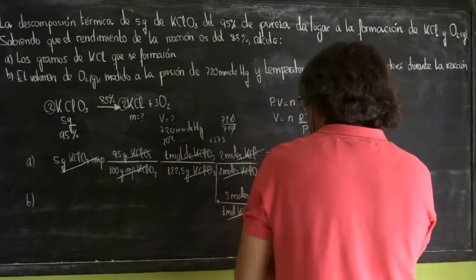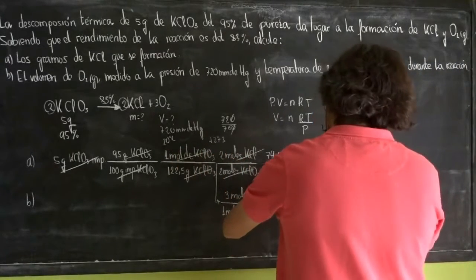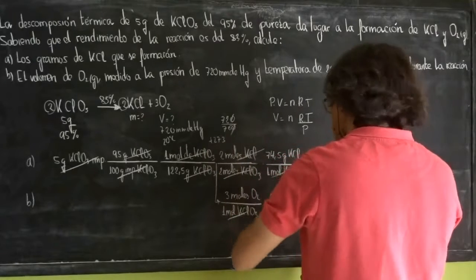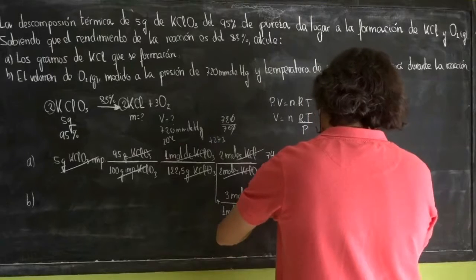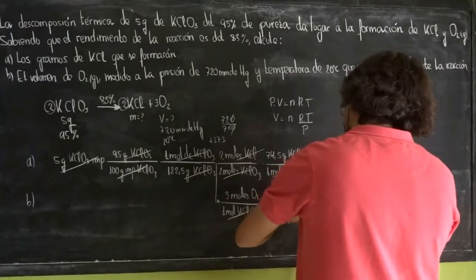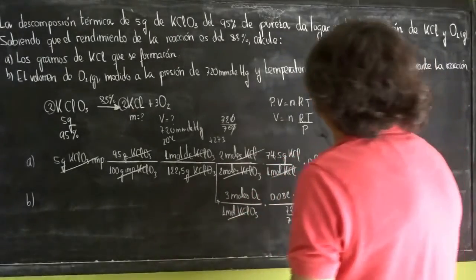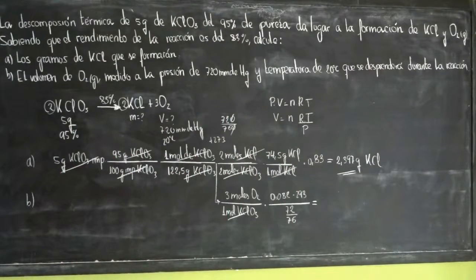Since we already have the moles, we use the formula PV equals nRT, knowing that the volume V equals n, number of moles, times RT over P, being 0.082 times 293, the temperature in Kelvin, over 720 over 760, the pressure. With this, we will obtain the volume of the oxygen.